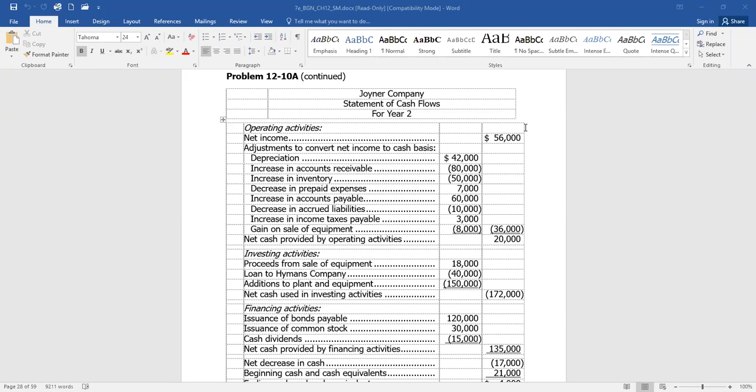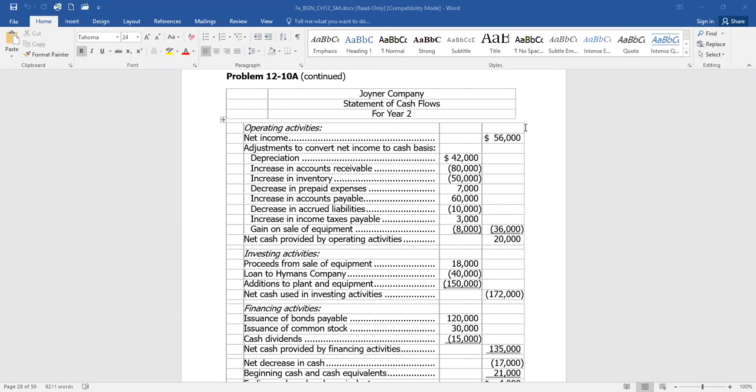So they had to have purchased more items that cost $150,000. And since it doesn't say that they borrowed any of the money, they must have paid cash for it. So you have to make some inferences here. So we're going to decrease our investing activities area for that $150,000 additional investment in property, plants, and equipment. Property, plants, and equipment went up, but the cash went down from that.